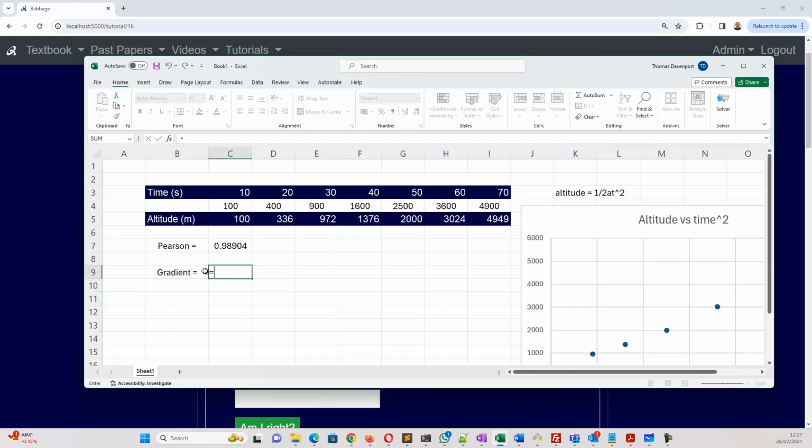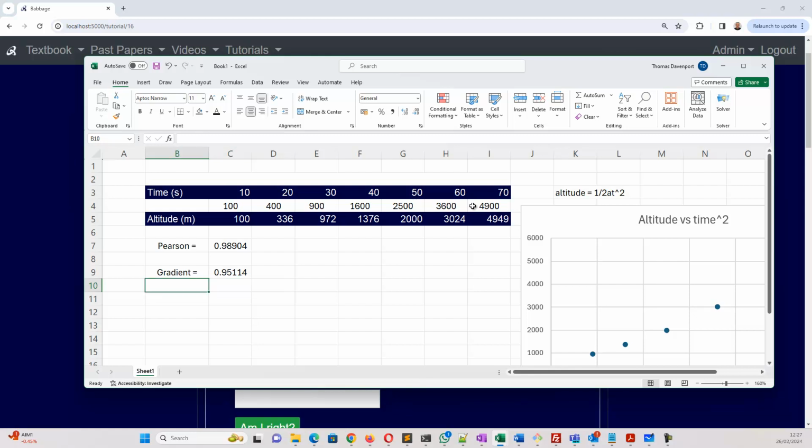To find the gradient, we use the function slope. First of all, we give the known y's, comma, then we give the known x's, close bracket, equals. So we've got a gradient of 0.95.